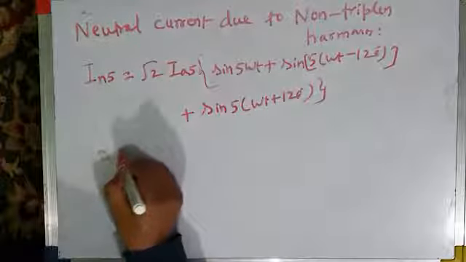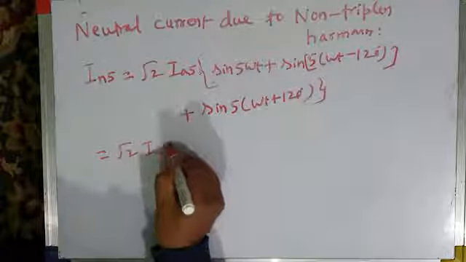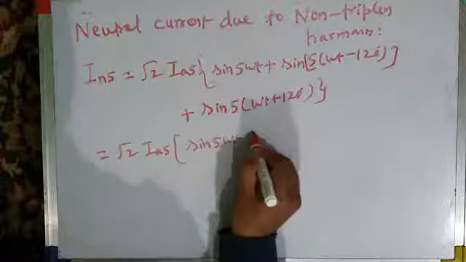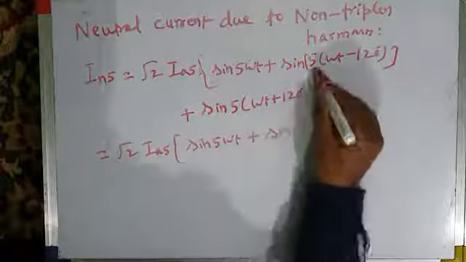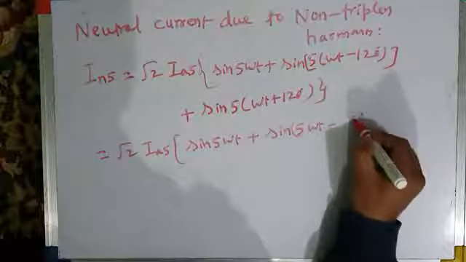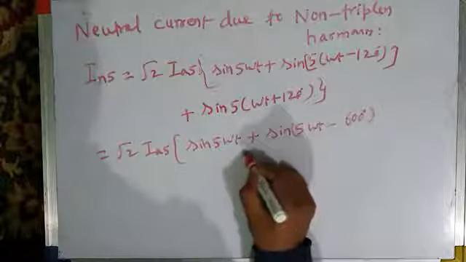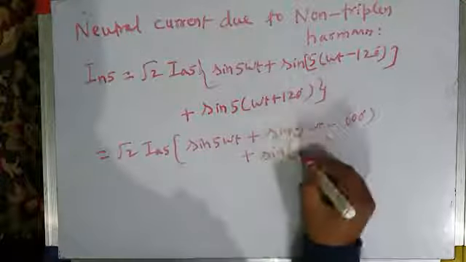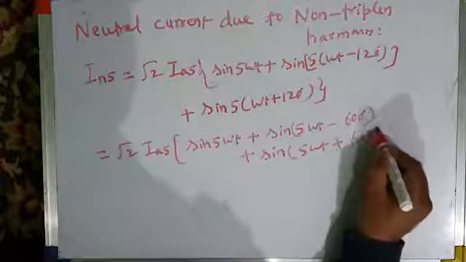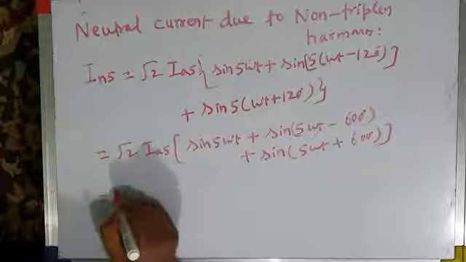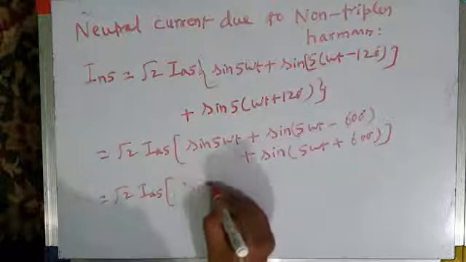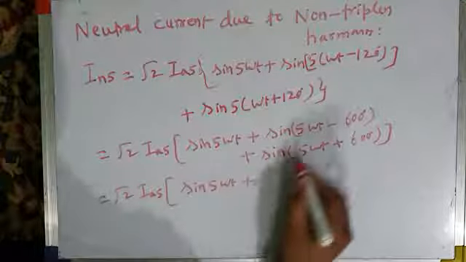So that is equal to root 2 IA5 times sine 5 omega t plus sine 5 omega t minus 5 into 120, which is 600 degrees, plus sine 5 omega t plus 5 into 120, which is again 600 degrees.